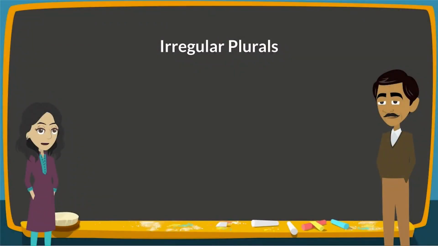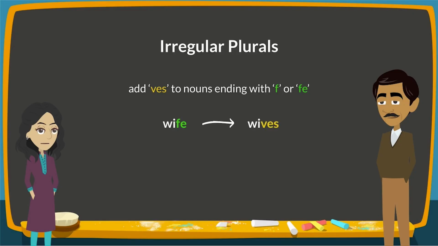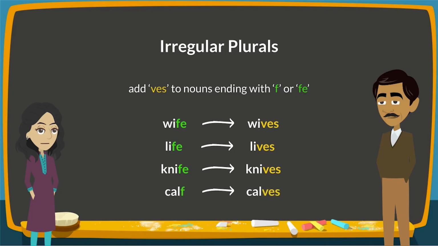We add VES to nouns that end with F or FE to make them plurals. For example, the plural of wife is wives. The plural of life is lives. The plural of knife is knives. The plural of calf is calves. Exactly. Do you remember any other patterns?